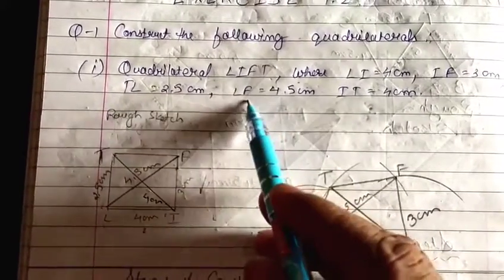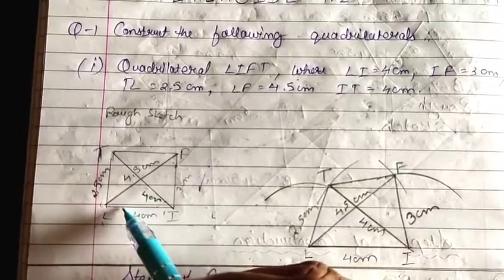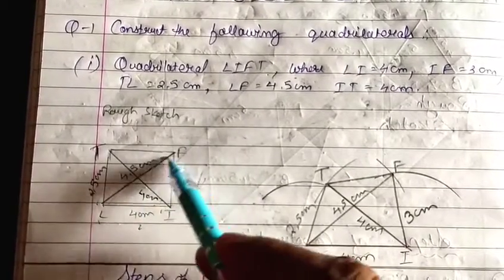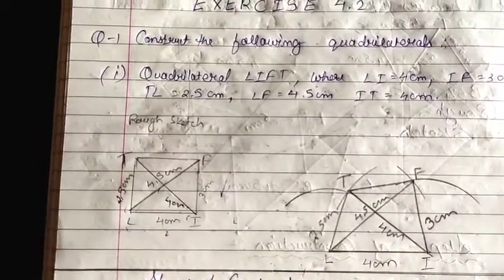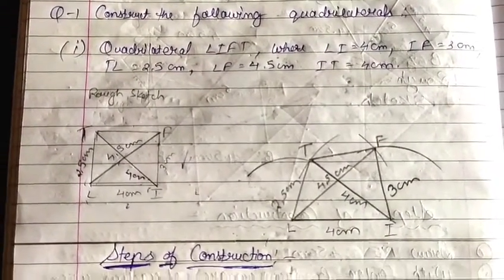Then TL, write it over here, TL. TF is not given. LF is a diagonal, the length of one diagonal, that is 4.5, and IT, that is 4 centimeter, is given. So let us start.